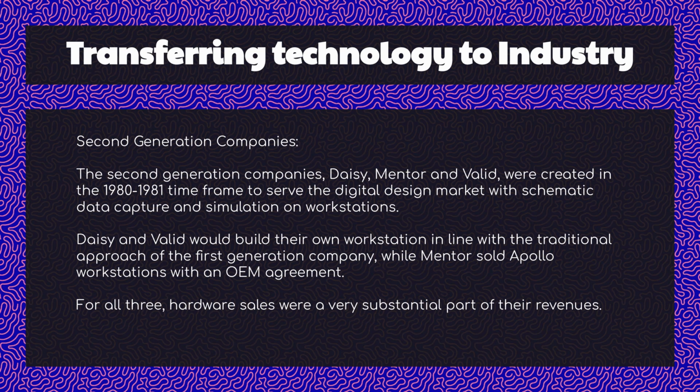The second generation companies were Daisy, Mentor, and Valid. They were created in the 1980 and 1981 timeframe to serve the digital design market with schematic data capture and simulation on workstations. Daisy and Valid would build their own workstations, in line with the traditional approach of first generation companies, while Mentor sold Apollo workstations with an OEM agreement. So for all three companies, hardware sales were a very substantial part of their revenue.